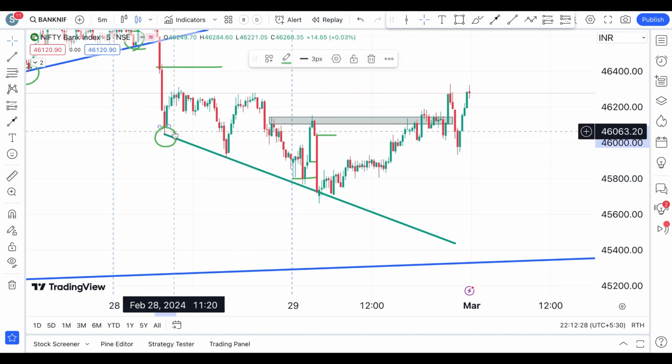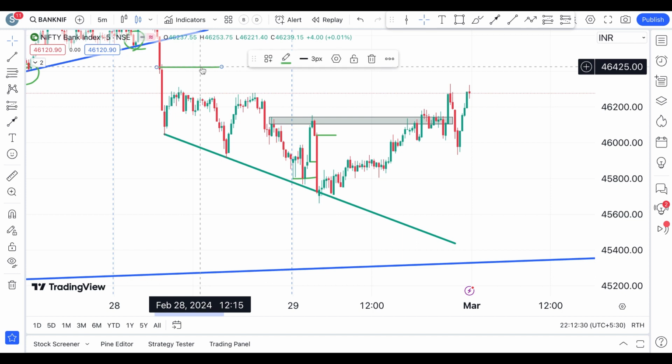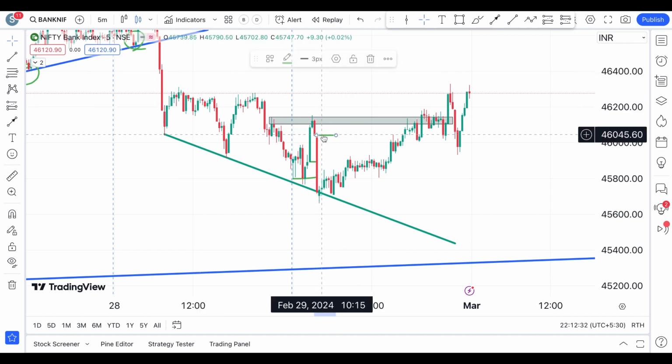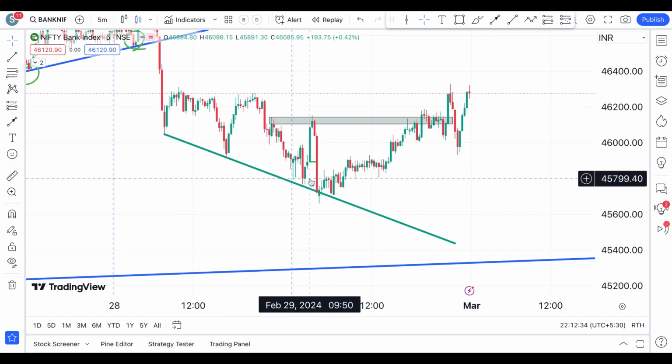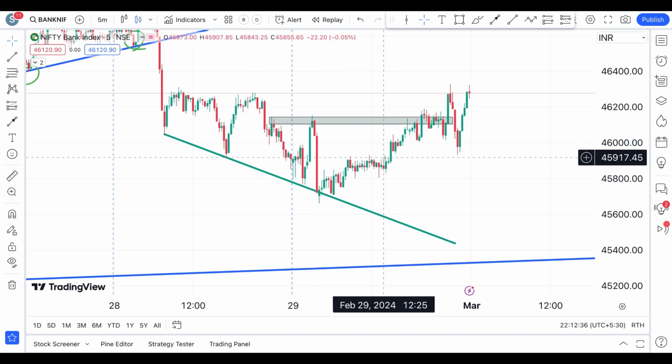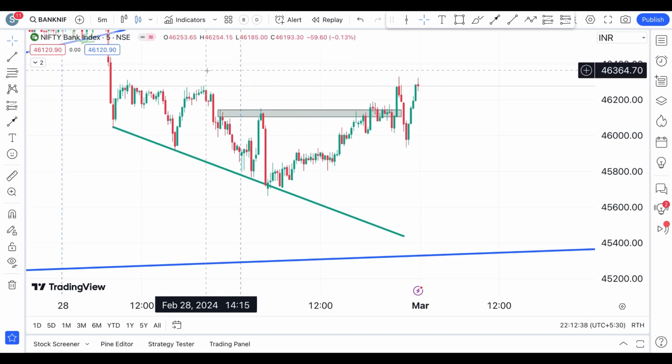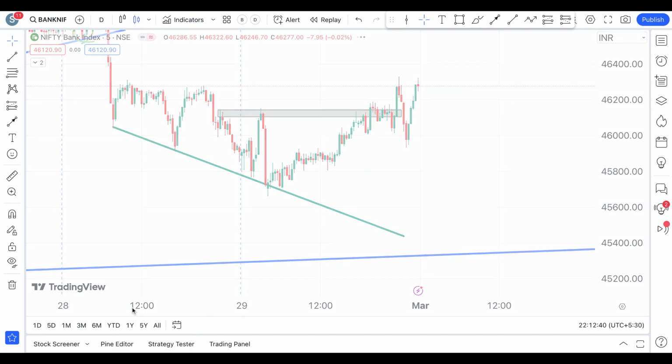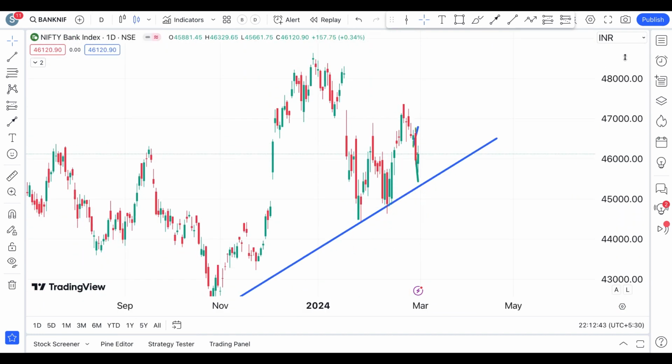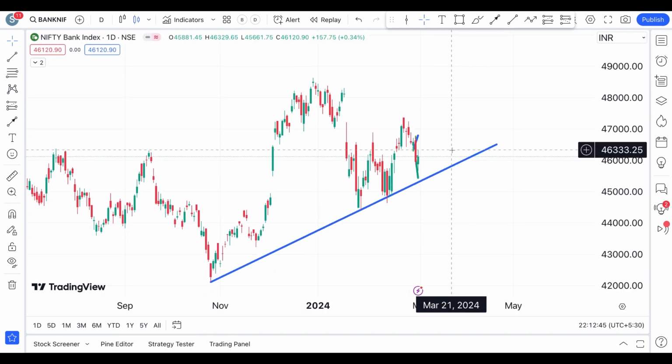Now let's change the time frame to the daily time frame, so that you can understand how this may act tomorrow, or to understand the wider picture of this Bank Nifty momentum. So here we have the wider picture of the Bank Nifty.